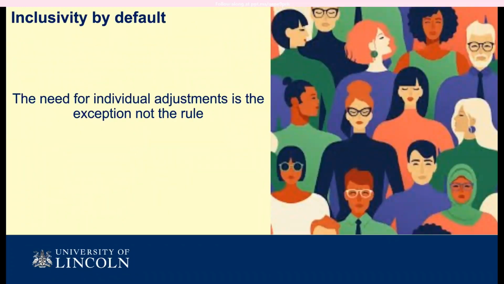Okay, finally, we want to make sure that everybody feels that they belong in higher education because the learning is as accessible to everybody as we can make it. So inclusivity by default is something that we'd like to aim for. We have students with learning support plans, but it's nice not to have to make adjustments because everything is already accessible. So the kind of adjustment becomes the exception rather than the rule.